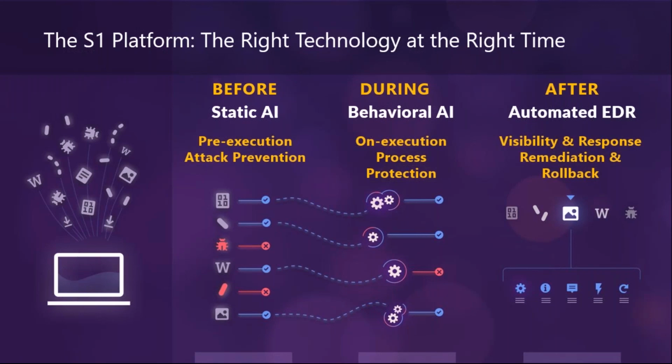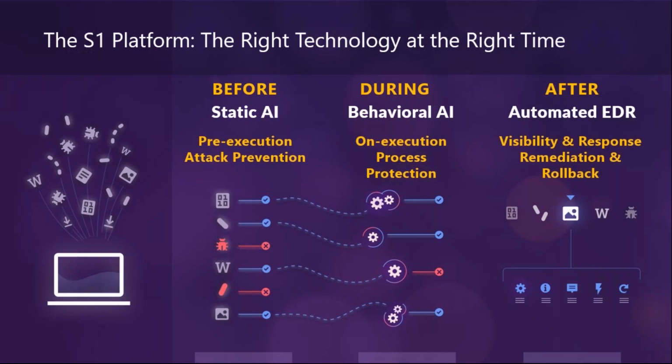We then have the during, so the on-execution process protection. So we hook into every single process that happens on the machine, every keystroke, every memory call, every processor call, every application, and we monitor everything that's happening with those utilizing our behavioral AI engine. And this is all done locally on the machine with very, very minimal performance impact.